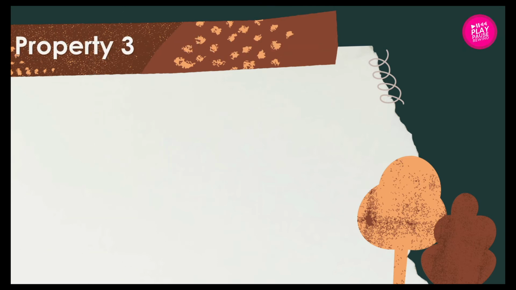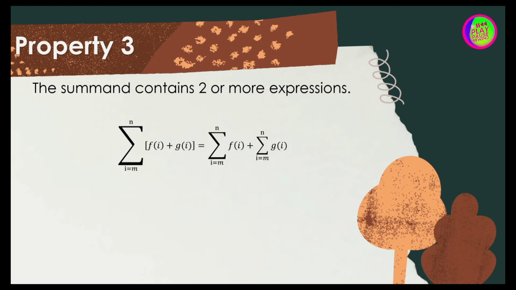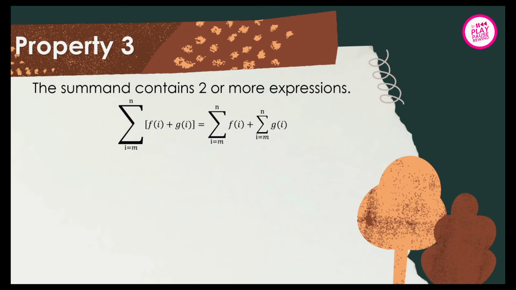Property 3. The summand contains two or more expressions. The summation of f of i plus g of i from i equals m to n is equal to the summation of f of i from i equals m to n plus the summation of g of i from i equals m to n.